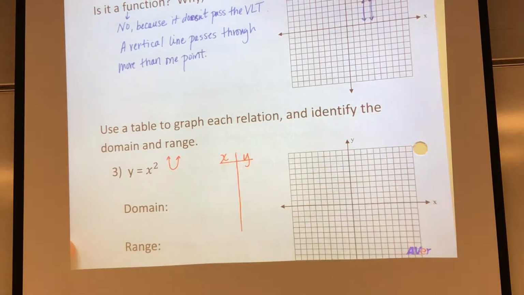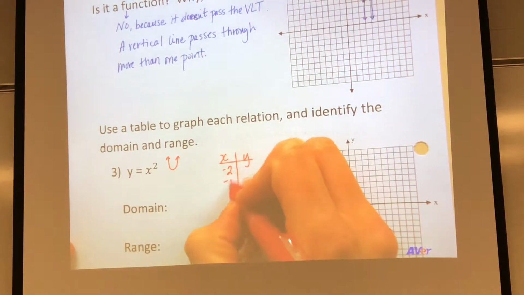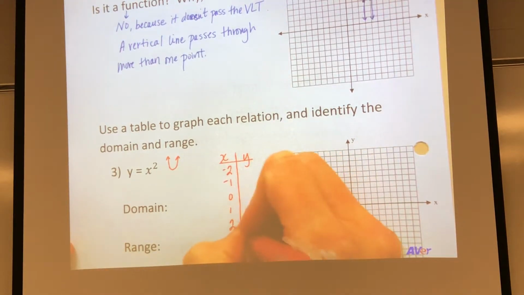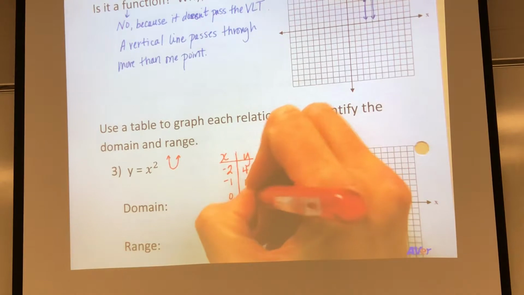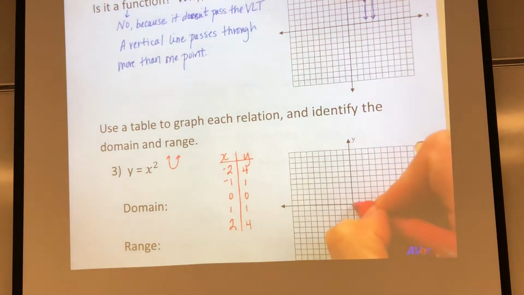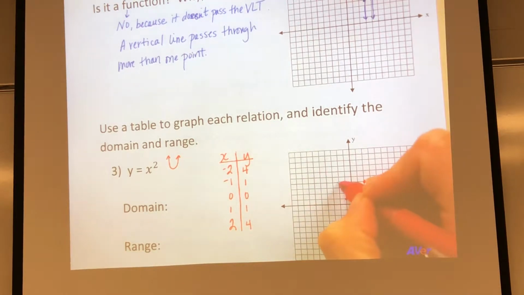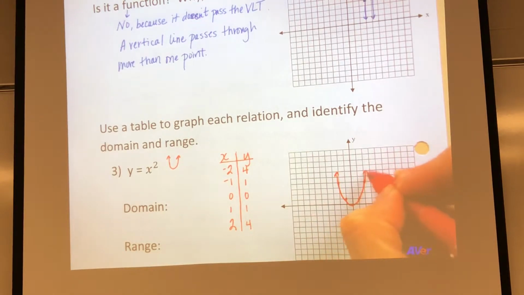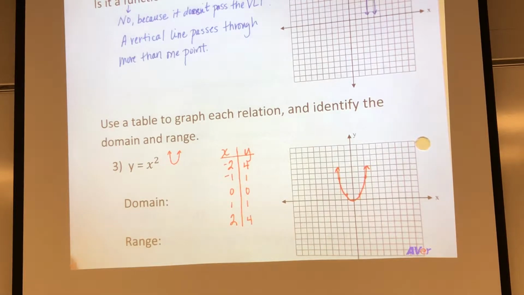we first need to make a table. And you can put any numbers you want in a table. I would always recommend to do some negative, some positive, and 0 to get a good representation, especially if you don't know what it looks like. So if you didn't know that this was supposed to be a parabola, you would definitely want to have more points so that you could start to see the shape of the graph coming to life. We can see that parabola shows up there, and then we can go over the domain and range.